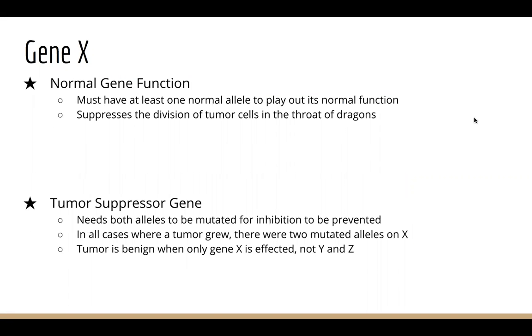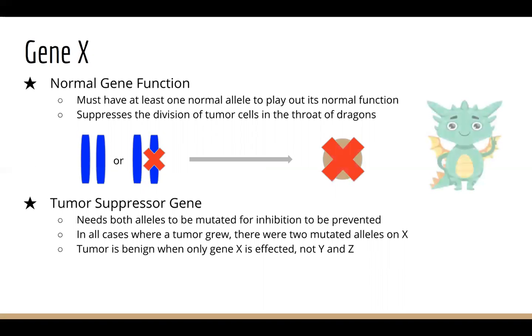From the known information, I have deduced that gene X is a tumor suppressor gene. Its normal function is to suppress the division of tumor cells in the throat of these dragons. It must also have at least one normal allele to play out its normal function. Here you can see that as long as both or at least one allele is normal, the gene will suppress tumor growth, leading to a happy and tumor-free dragon.